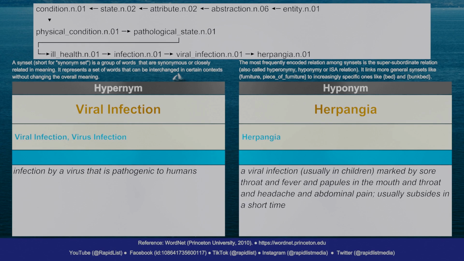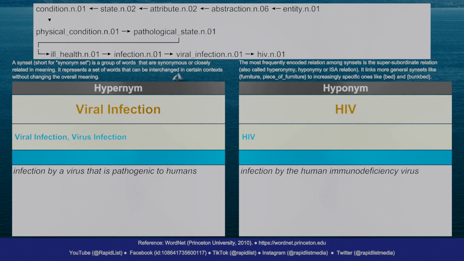Herpangia. A viral infection, usually in children, marked by sore throat and fever and papules in the mouth and throat and headache and abdominal pain, usually subsides in a short time. HIV. Infection by the human immunodeficiency virus. Viral pneumonia. Pneumonia caused by a virus.